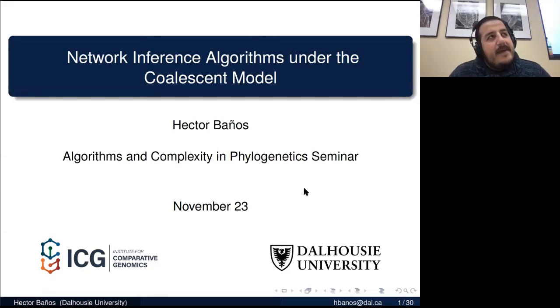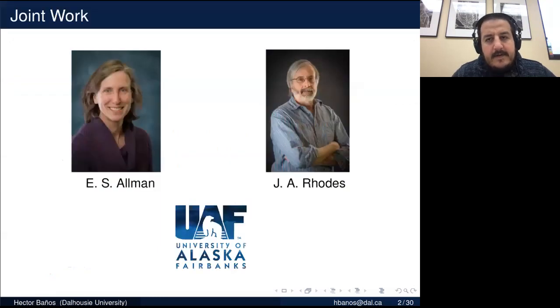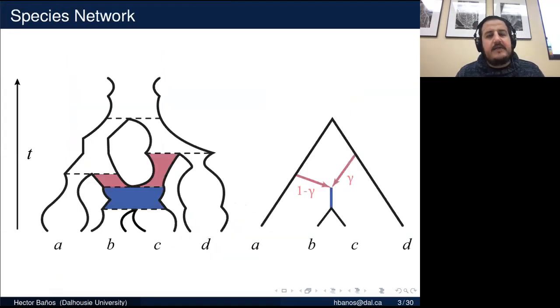What I'm going to be talking about is actually a family of algorithms that we're working on. But I'm going to focus just on the first one that we came up with, that is NANUQ. This is joint work with Elizabeth Allman and Joe Rhodes from the University of Alaska. And so, as mentioned in the title, we're interested in species networks.